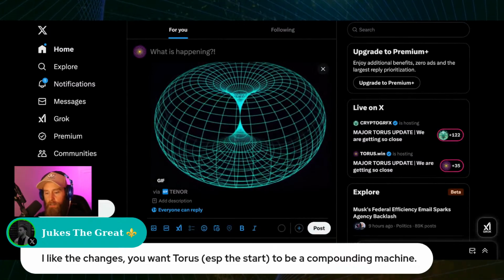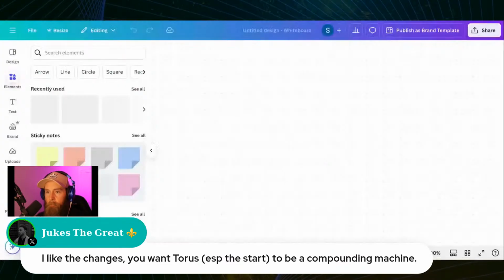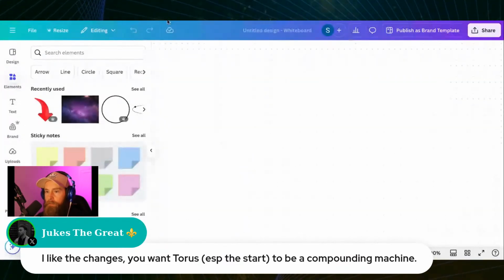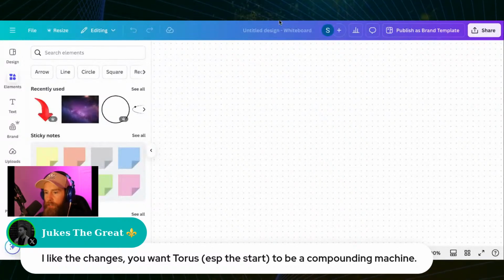Let me share this tab. Okay, can you guys see this? Let me just double check here.